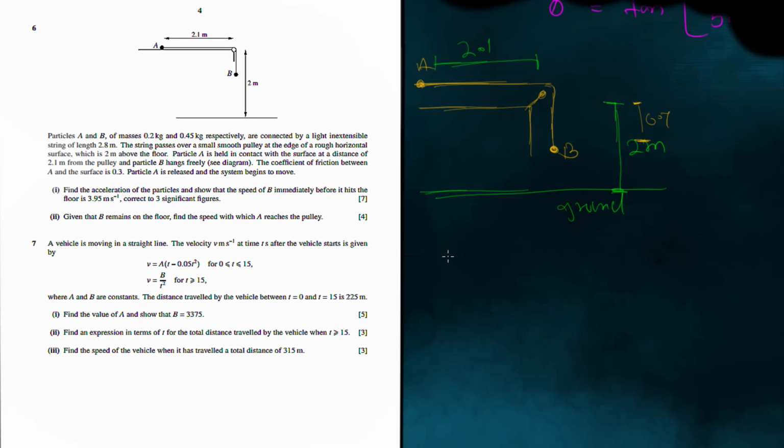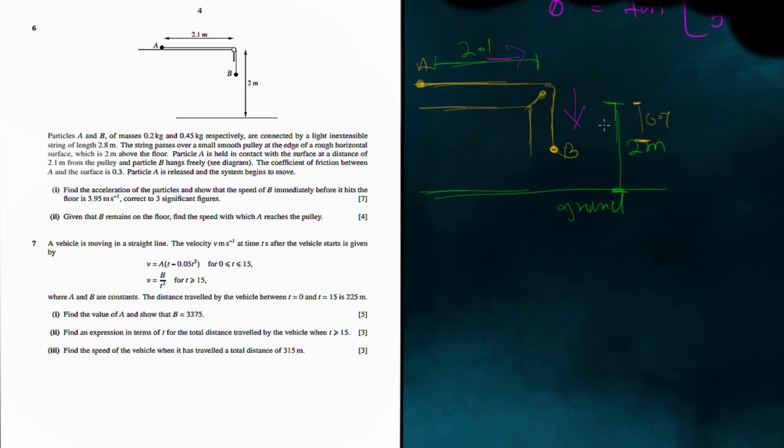In question number 6, you have an object which is being dragged down along a smooth pulley. In the first part, you have a bunch of details being given to the question, so make sure you read the question properly. The first part says, find the acceleration of the particle and show that the speed of B immediately before it hits the floor is 0.95, correct to 2 significant figures. So basically, the object is moving downwards. The object is moving in this direction towards the floor, and they want us to find the speed of B as it hits the floor.